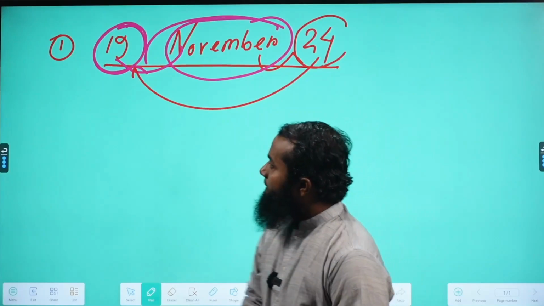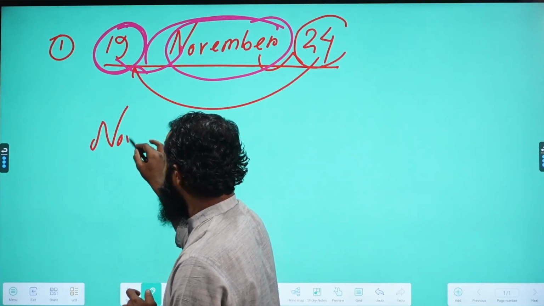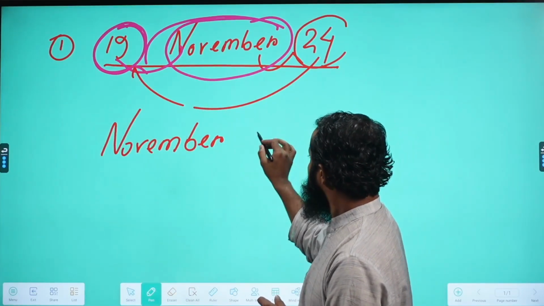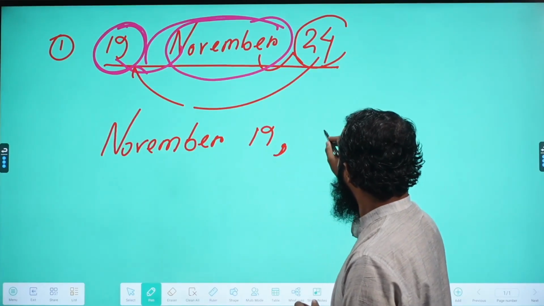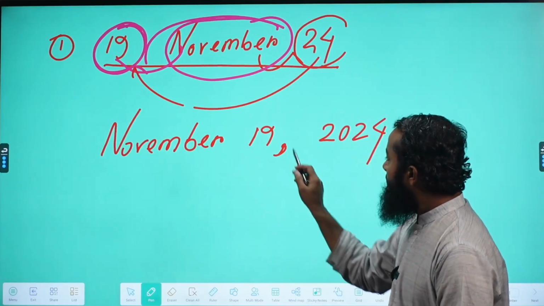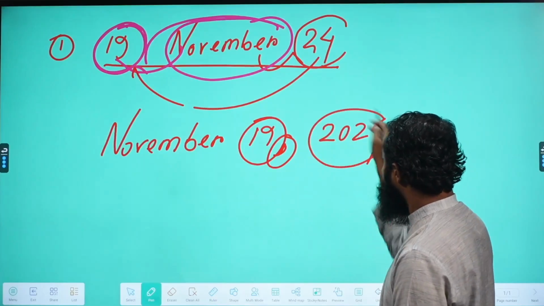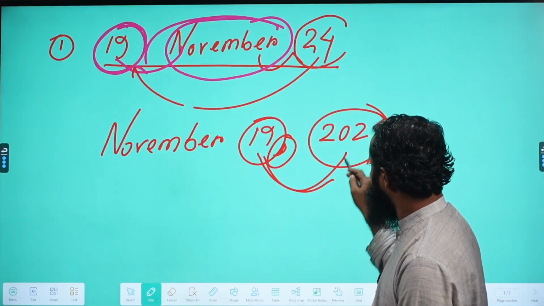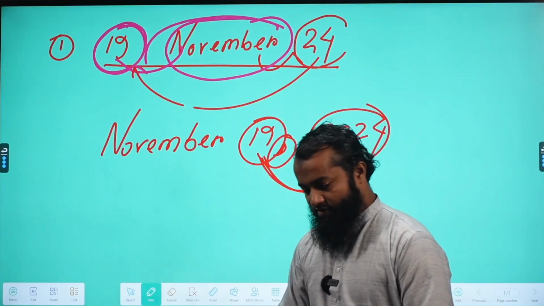Now the second format is to write the month first, November, and then write the date, and then put a comma, and then the year 2024. Why are we putting a comma here? Because we know that it's a digit and it's also a digit, right? That's why to divide these two numbers, we have to put a comma between them. Got it? Okay, fine.